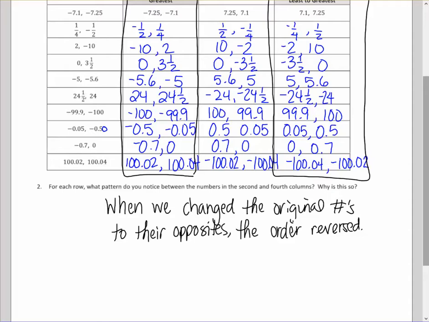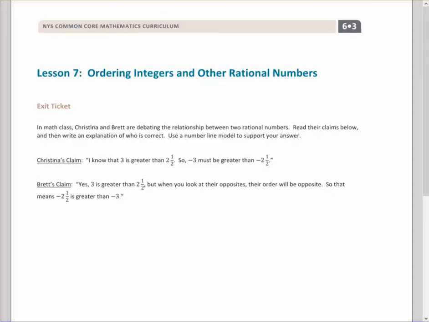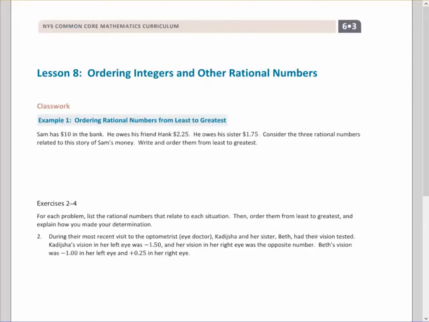So there you go. All right, let's move on to the next thing, which is pretty much the same thing we worked on. We're going to have more real-world examples where we are taking integers and other rational numbers, otherwise known as fractions and decimals, and putting them in order, either least to greatest or greatest to least, whatever the question tells us to do.